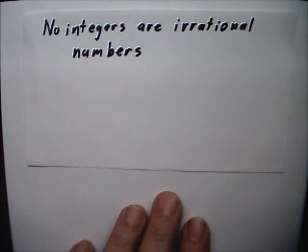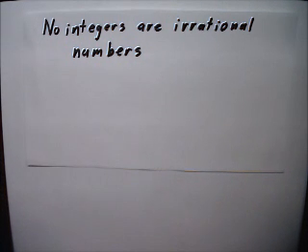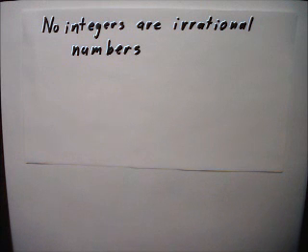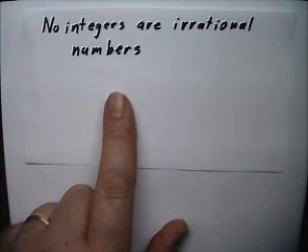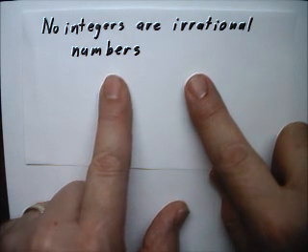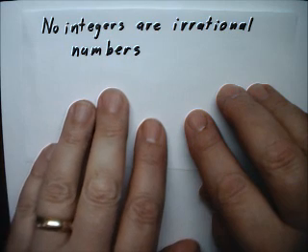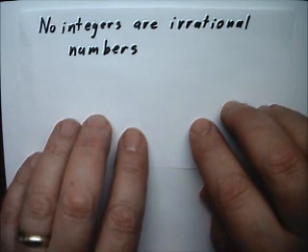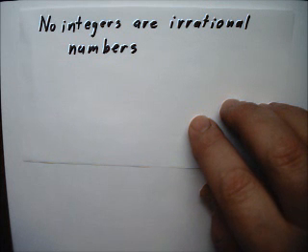Hello, this is real numbers, square roots, and comparing numbers, example 5. In this example, they want us to manipulate a statement using logic, and this is a statement: no integers are irrational numbers, and they want us to put this in if-then form.